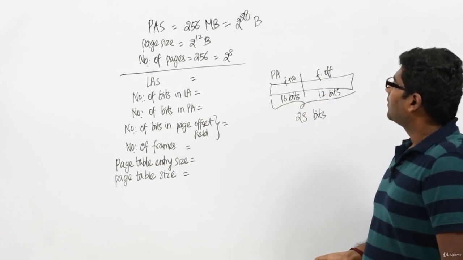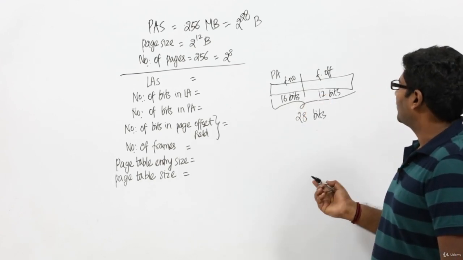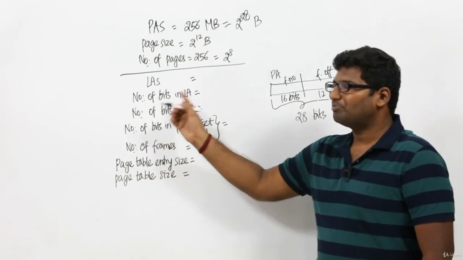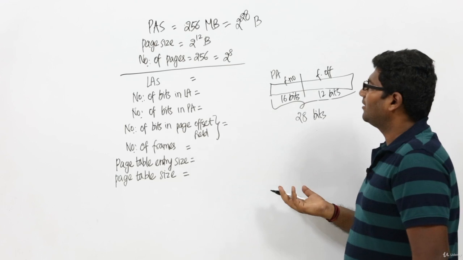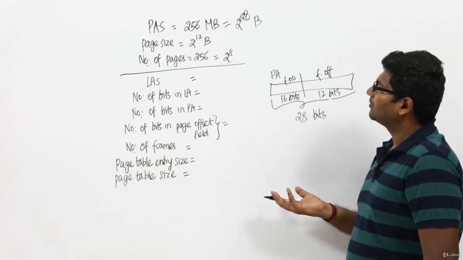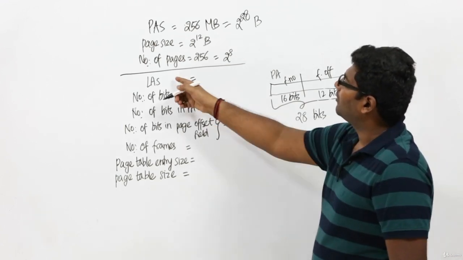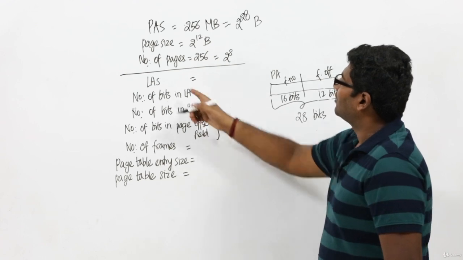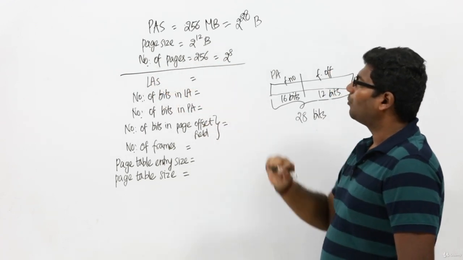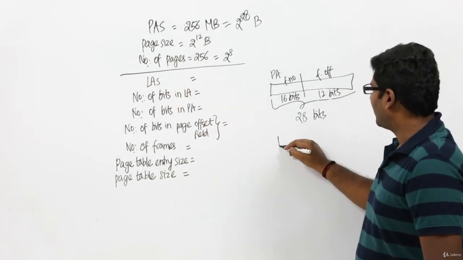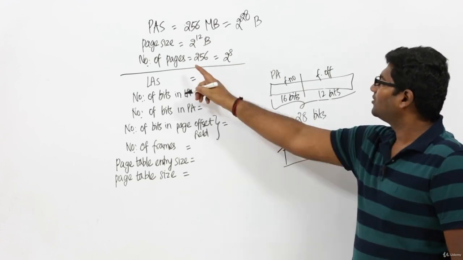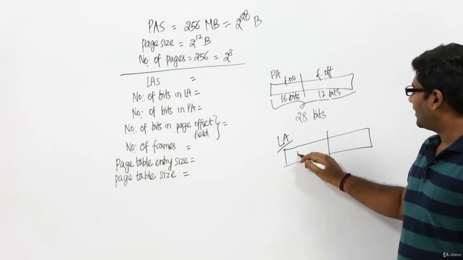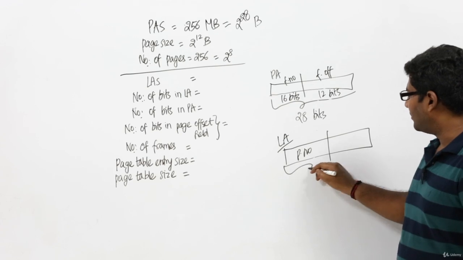Fine. Now what else we can calculate? Now let's fill out whatever is possible. What is the logical address space? We don't know, right? We have not calculated that yet. I think we can calculate it from this, right? See, they have given that number of pages equal to 2 power 8. What does it mean? Now I am considering the logical address. Number of pages equal to 2 power 8 means the page number field will have 8 bits.